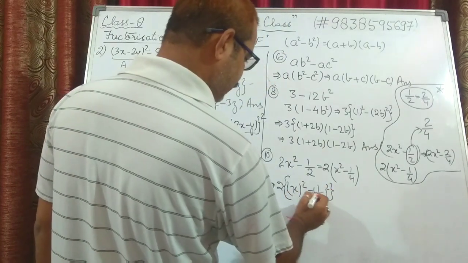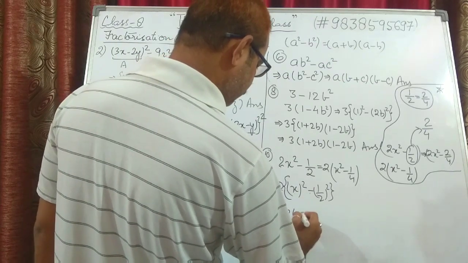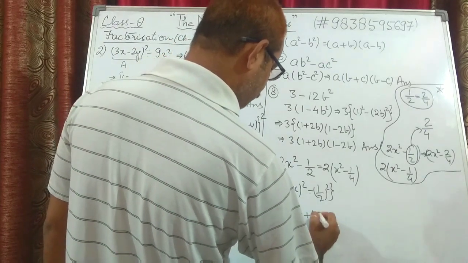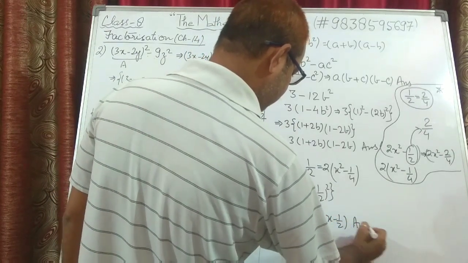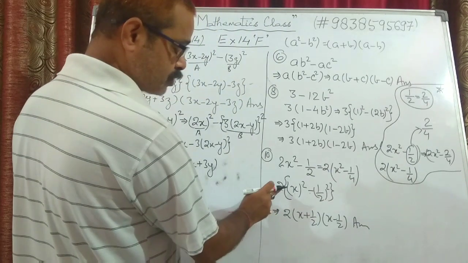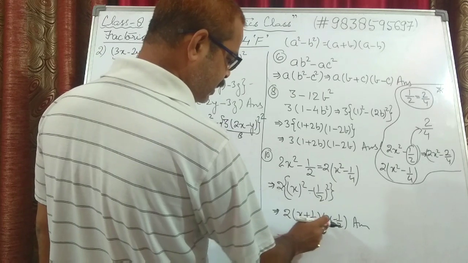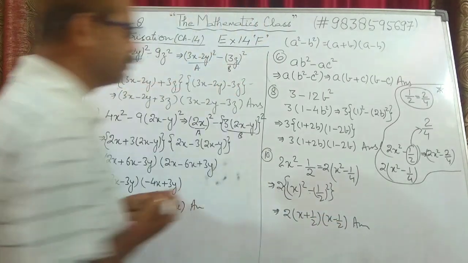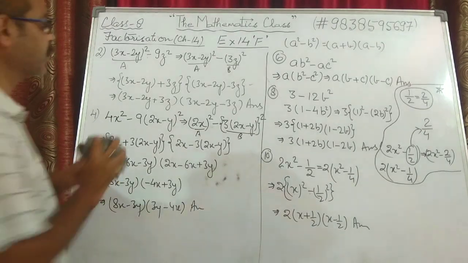So a square minus b square can be written as a plus b and a minus b. So 2 times of x plus 1 upon 2 into x minus 1 upon 2, and that is the final value. A square minus b square can be written as a plus b, a minus b, and that is the final value. Now we move on to question number 12.